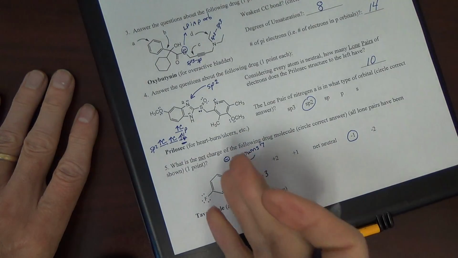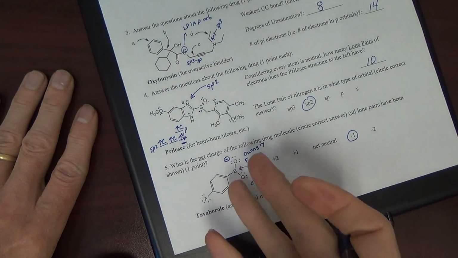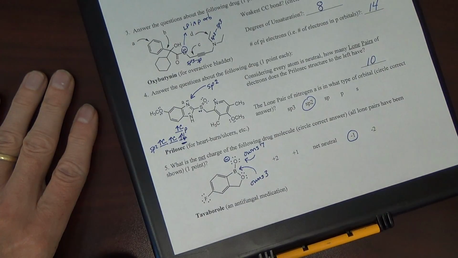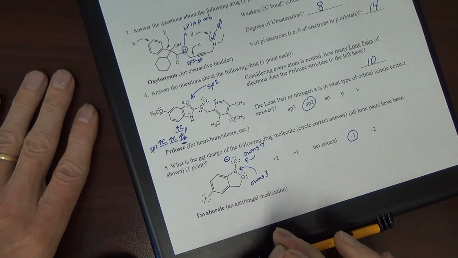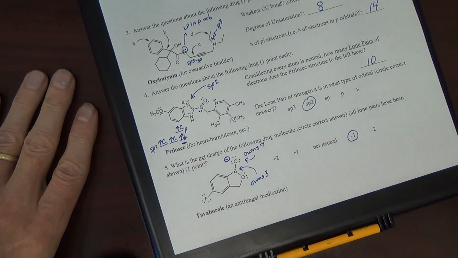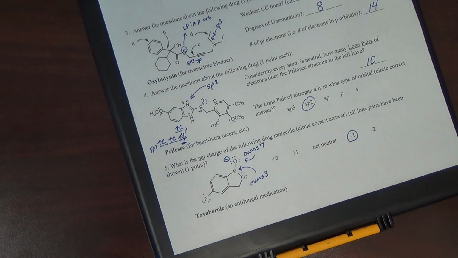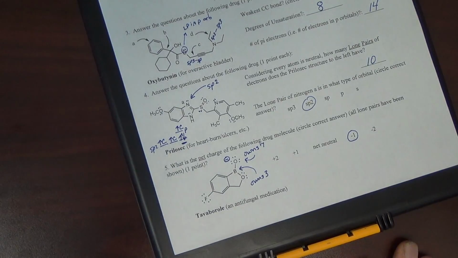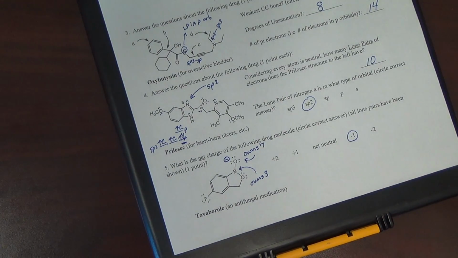Now, if you have this medication, or if you have this compound, most likely a solid, it has to have some type of positive with it, such as a sodium ion. You cannot just have a negative molecule. It will have some type of ion with it.